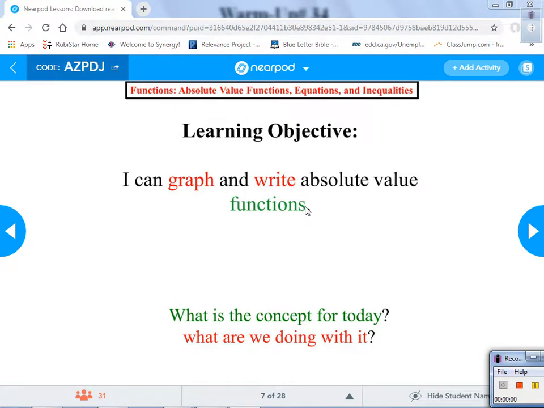All right, our objective for today: can graph and write absolute value functions. Copy the objective really quick. You don't need a Frayer model since we already know what functions are, right? Tell your neighbor one word that would trigger a definition for function. What would be one word?